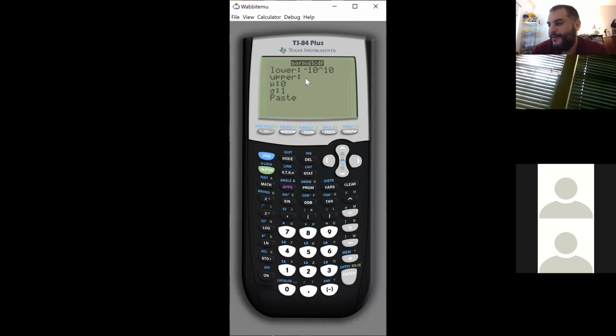For my upper bound, we said it was 0.63, so you put 0.63. For mu we said was 0.75. And lastly, we have sigma, which was 0.0306. So I'm going to go ahead and paste this out.